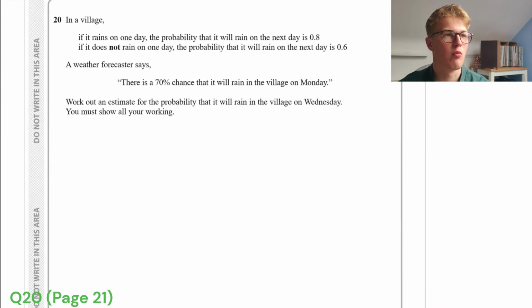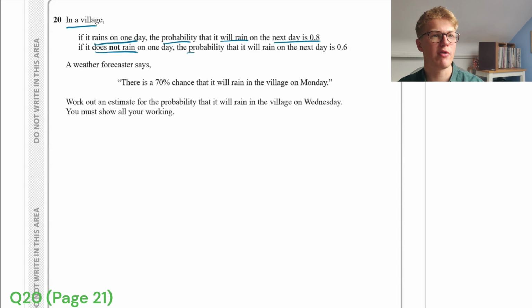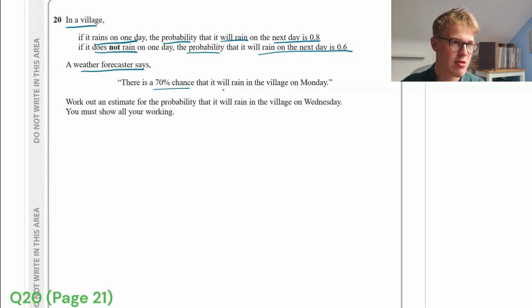In a village, if it rains on one day, the probability that it will rain on the next day is 0.8. If it does not rain on one day, the probability that it will rain on the next day is 0.6. A weather forecaster says there is a 7% chance that it will rain in the village on Monday.